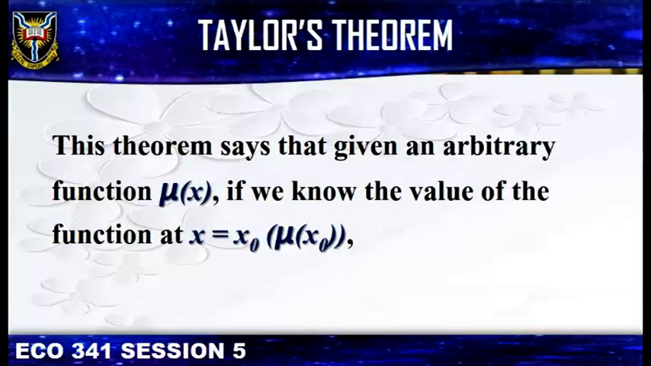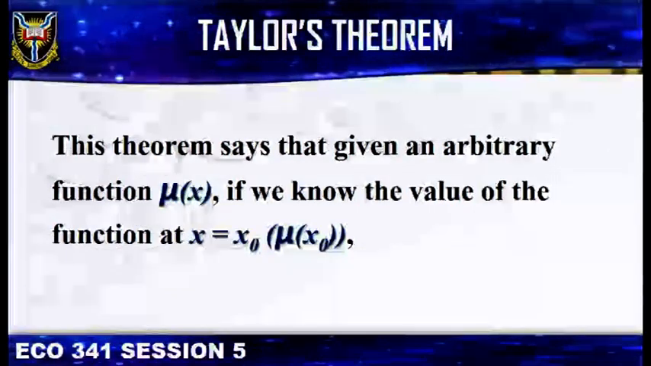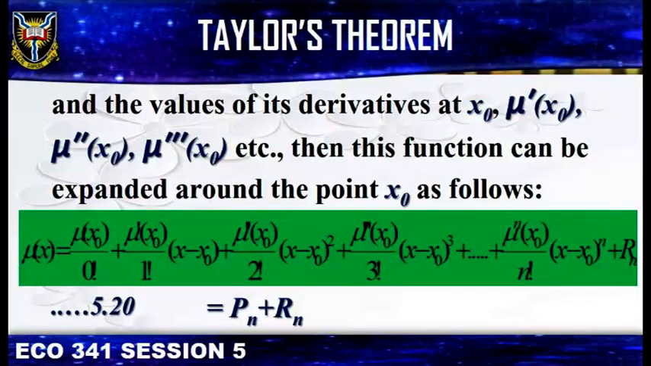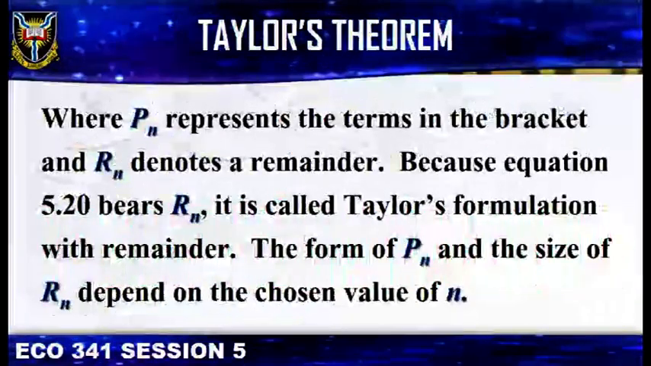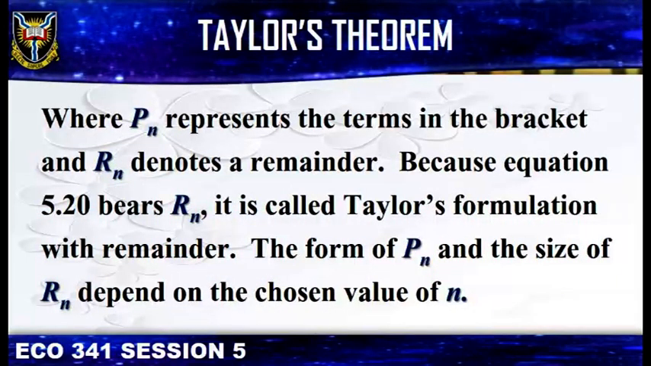Taylor's theorem. This theorem says that given an arbitrary function u(x), if we know the value of the function at x equal to x₀, u(x₀), and the values of its derivatives at x₀, u′(x₀), u″(x₀), u‴(x₀), etc., then this function can be expanded around the point x₀ as follows, where Pn represents the terms in the bracket and Rn denotes a remainder.